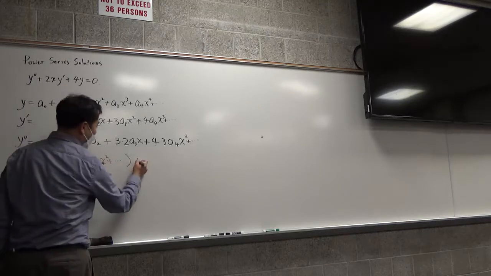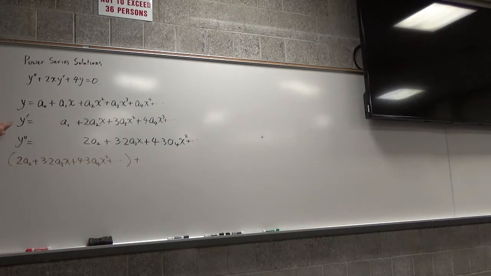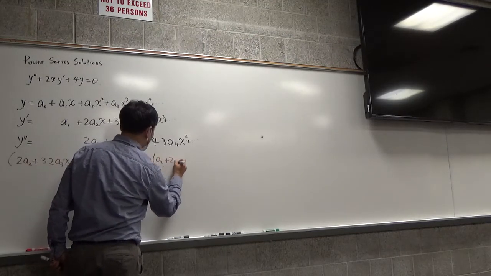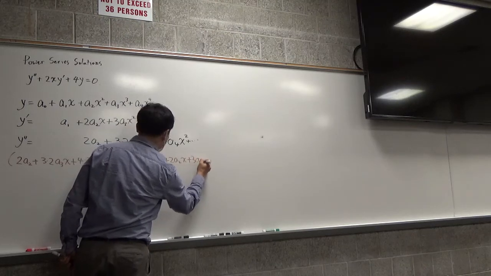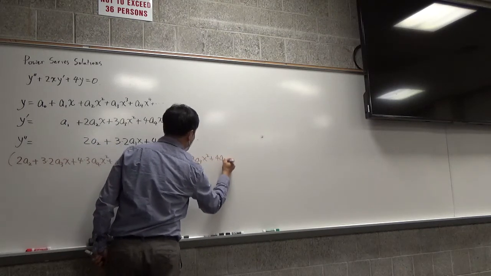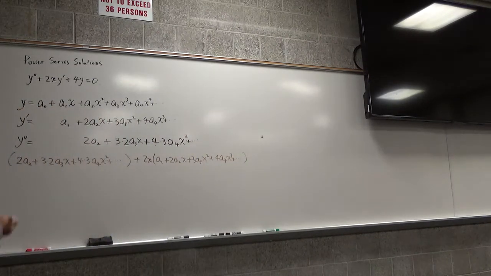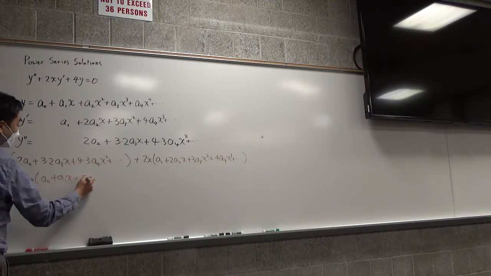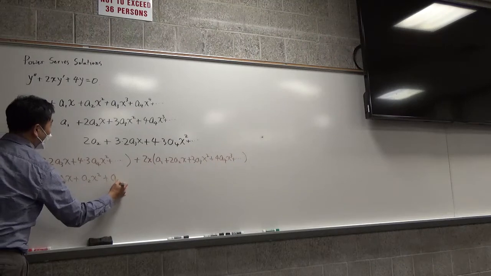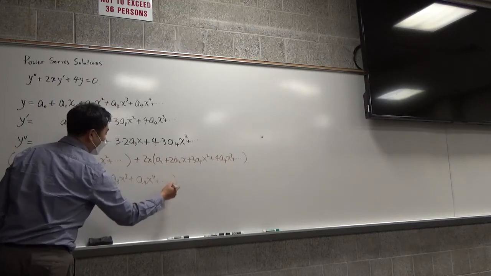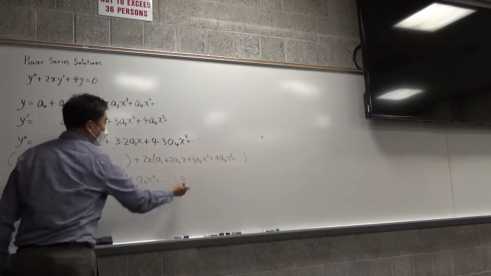plus, and then 2x times this, right? So I put 2x times a1 plus 2a2x plus 3a3 x squared plus 4a4 x cubed plus and so on. And then plus 4 times the original one, which is a0 plus a1x plus a2x squared, a3x cubed, plus a4x to the fourth plus and so on, equal to 0 on the right side.